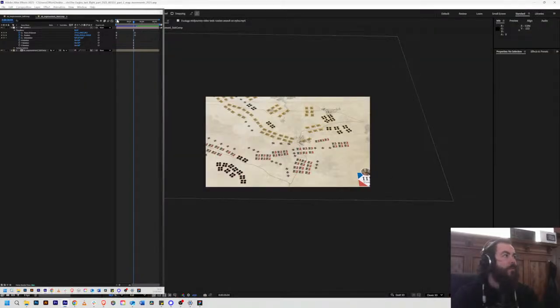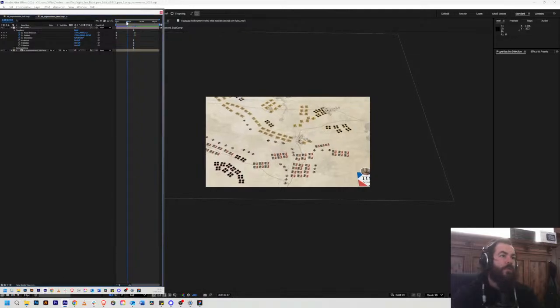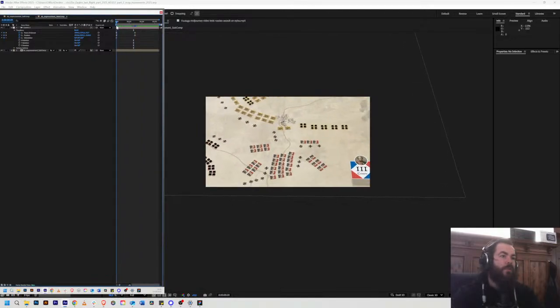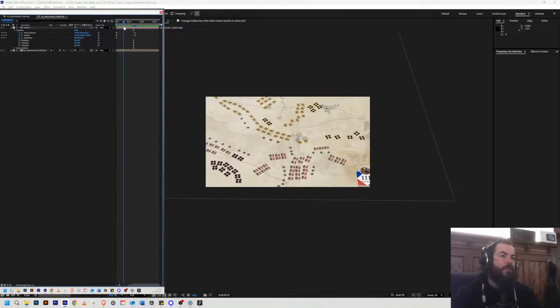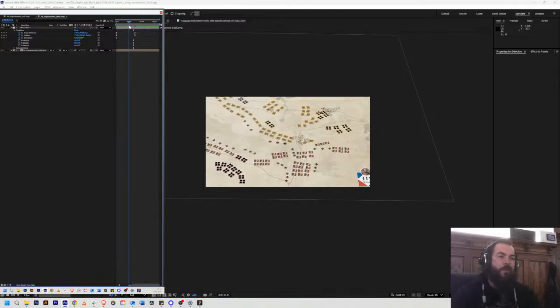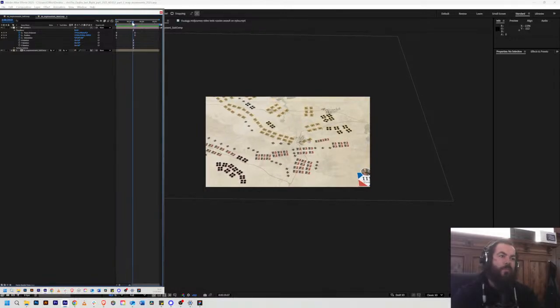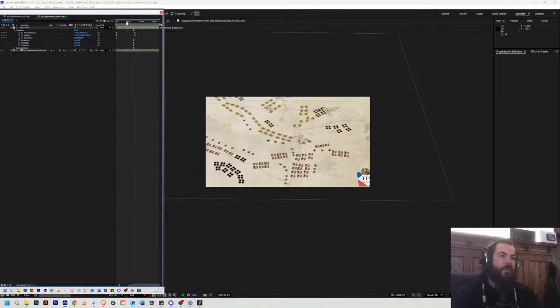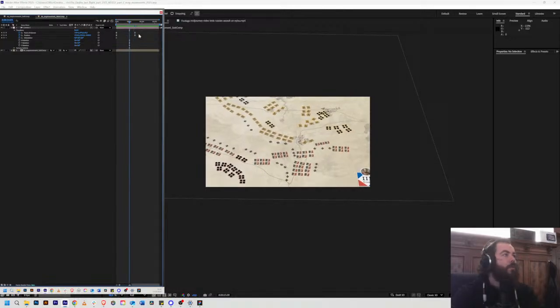So yeah, this was the last movement we did. Russians move back, French are moving in, putting pressure on the right flank of the Russian army. All right.